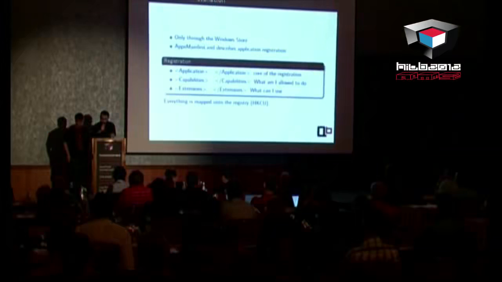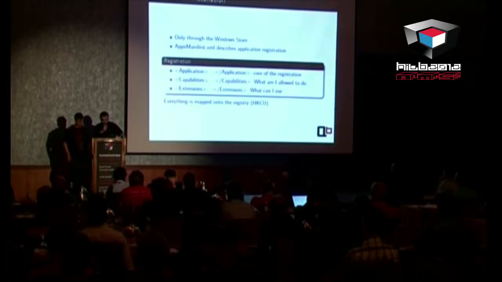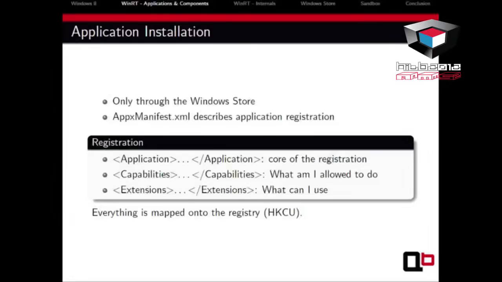Packages can target multiple platforms like x86, x64, or ARM. ARM is a new feature of the upcoming Windows 8 system, because this is the first time that Windows is targeting the ARM system. For installing an application, you simply go through the Windows Store, and inside a package you have an Appx manifest.xml, which describes an application registration inside the registry. So the Windows registry is still at the heart of WinRT and Windows 8.